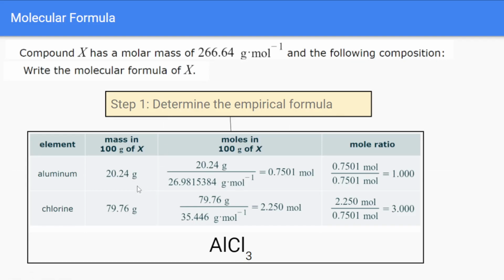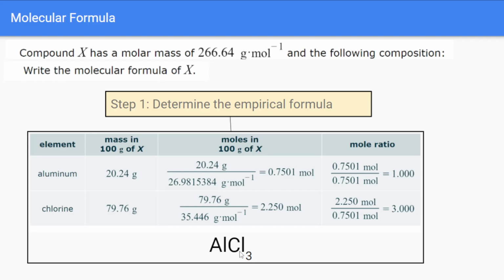Same steps as before. You turn percentage into grams for each element, and then you divide by the molar mass of that element. When you do that, you'll get a number of moles for each element, and you'll divide that by the lowest number of moles for those that were already calculated in the step before. If you're lucky, you get a whole number. If not, you have to do another step. In this case, we get whole numbers, so our formula is AlCl3.